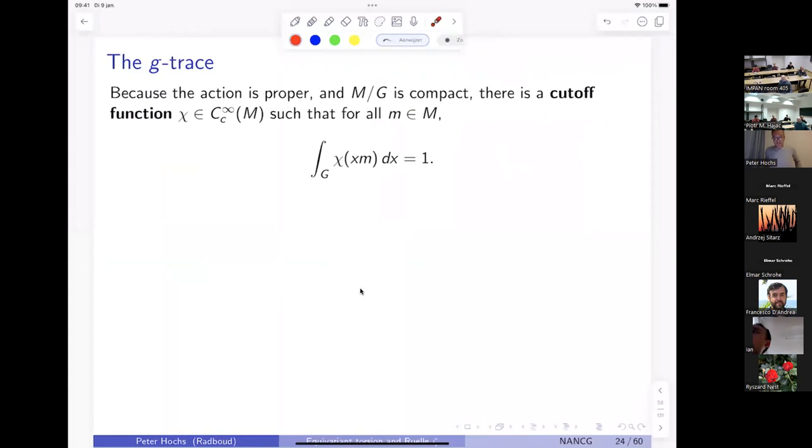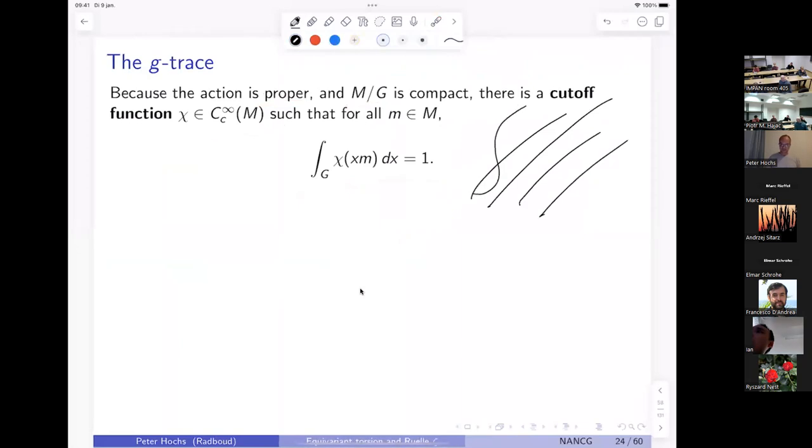Okay. Given all of this, this is the trace that I'm going to use to replace the operator trace. It turns out, because the action is proper and the quotient is compact, there exists a smooth, compactly supported function chi with this property: the integral over every orbit is one. Basically, if these are your orbits, you would like chi to be kind of cut off on every orbit. And this can be done with chi having compact support because the quotient is compact.